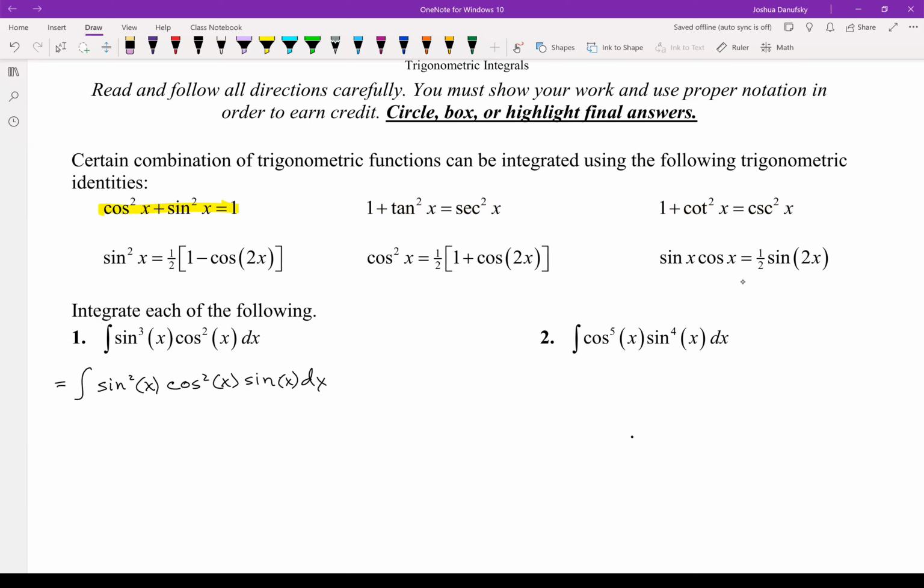So let's go ahead and proceed with this one. I will just quickly say, as we move forward and we have trig functions only to even powers, then we're going to be looking at these guys. And then finally, it's sometimes helpful to use this when we have a product of sine to the first times cosine to the first power. So that said, let's continue with number one.